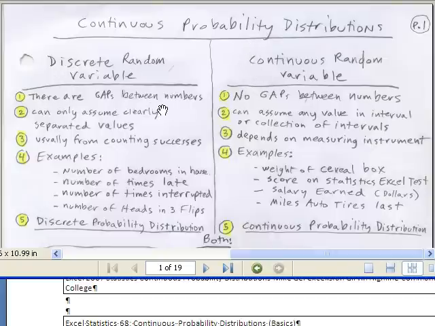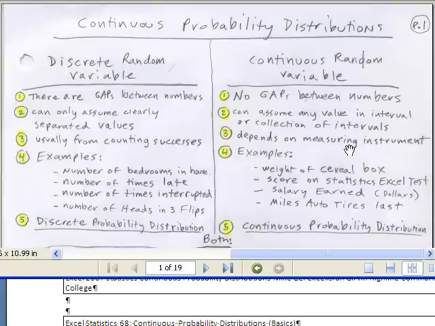Now, discrete random variable. There are gaps, right? So we were counting 1, 2, 3, the number of successes, the number of times we got heads in flipping a coin. Over in continuous, there are no gaps between the numbers, so we can assume any value in an interval or collection of intervals. That's different than the discrete random variable, which can only assume clearly separated values: 0, 1, 2, etc.